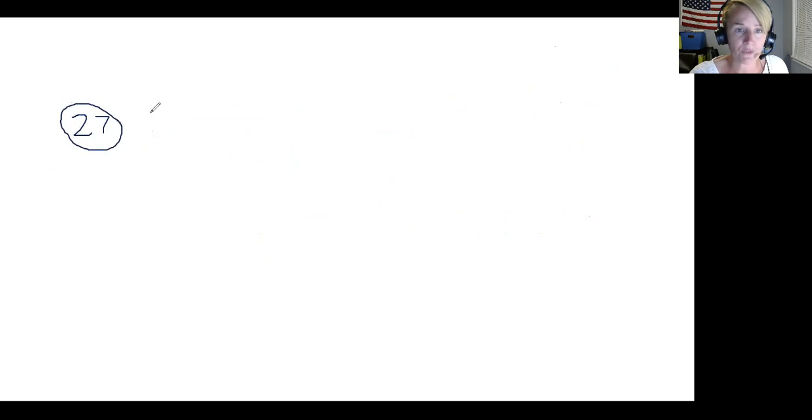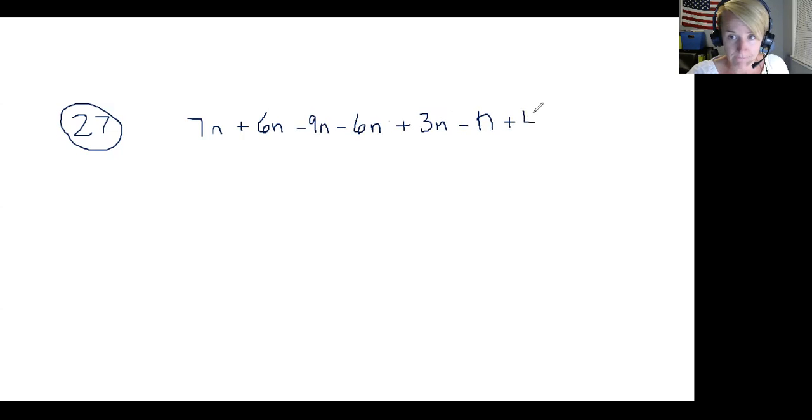Okay, here's problem number 27. So it says 7n plus 6n minus 9n, this is forever long, minus 6n plus 3n minus a regular n. Oh, let me turn that into an n. I drew a 1 there because I wanted to say it was 1n. I was thinking and writing it all at the same time. Plus 4n minus n. Whew, goodness gracious.